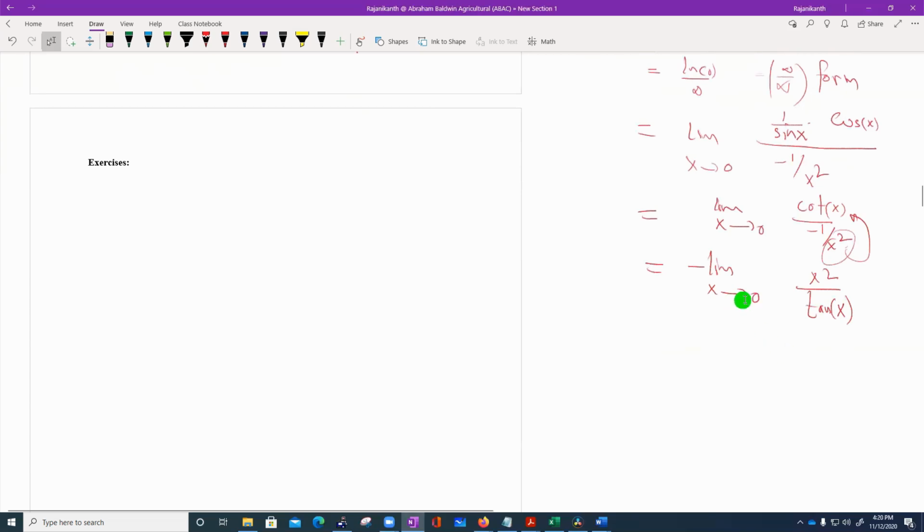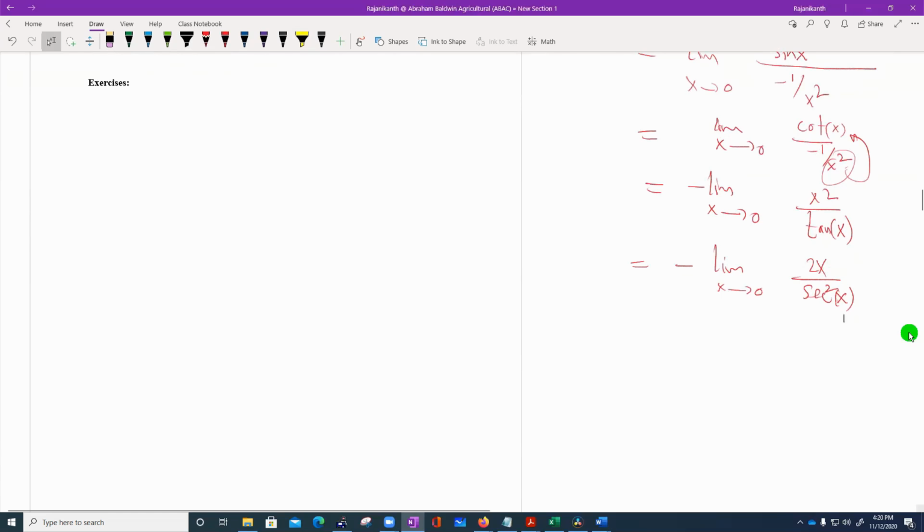Now when x goes to 0, you will get 0 over 0 again, am I right? Whenever you see 0 over 0 or infinity over infinity, keep on finding the derivative. So I am doing one more time finding the derivative. What is the derivative of x squared? 2x. What is the derivative of tangent x? Secant squared x. Now plugging in 0, you will get a good number. What is secant 0? It is 1, since cosine 0 is 1, so 1 over cosine 0 is 1 over 1, which is 1.